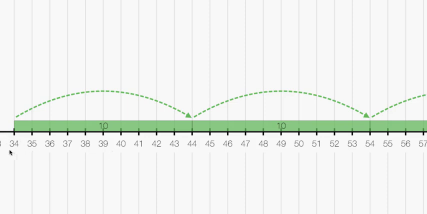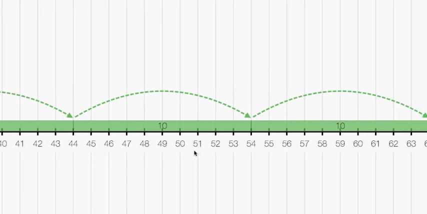So I'm going to start at 34, and I'm going to count up 10 until I can't count up any farther. If I add a 10, well, I know my place value, and I know if I have 3 tens and 4 ones, and I add a 10, that will give me 4 tens and 4 ones. So of course, if I'm counting by tens, I say 34, 44.